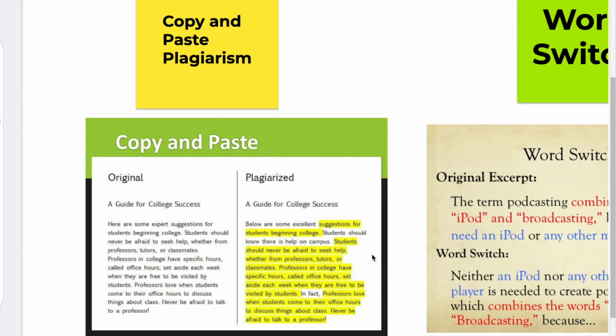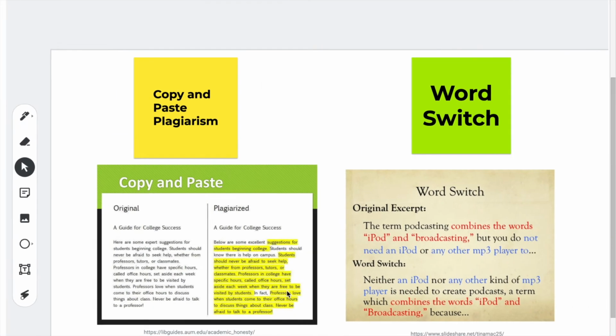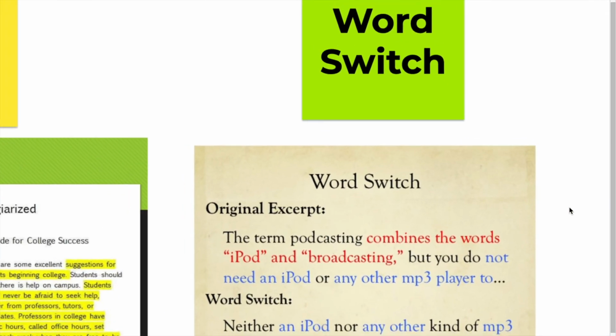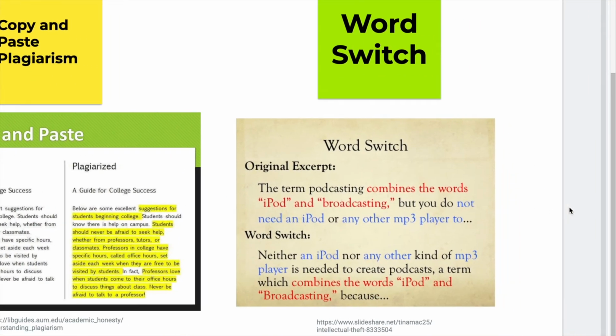As you can see, this is directly copied and pasted from the original source. So this is copy and paste plagiarism. Now, the next example is word switch, which is when you just switch around certain words from an original source. So let's look at this example of word switch.